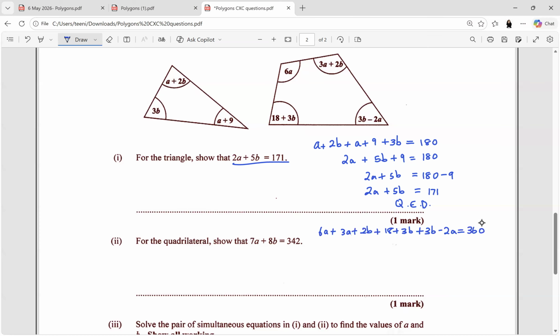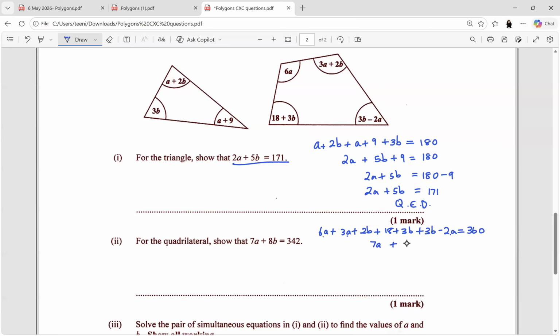Perfect. Good. And now we're going to group our like terms. So we have 6A plus 3A minus 2A. So that's 6 plus 3 is 9, and 9 minus 2 is 7. So look, I got the 7A already, so I'm almost there. And then the B's will be 2B plus 3B plus 3B. So 2 plus 3 is 5, and 5 plus 3 is 8.